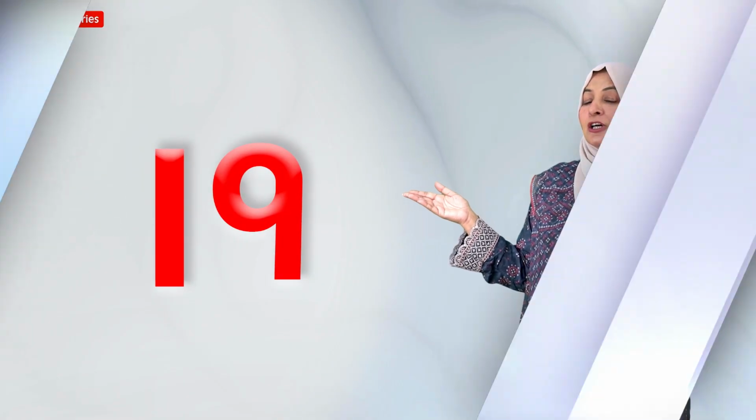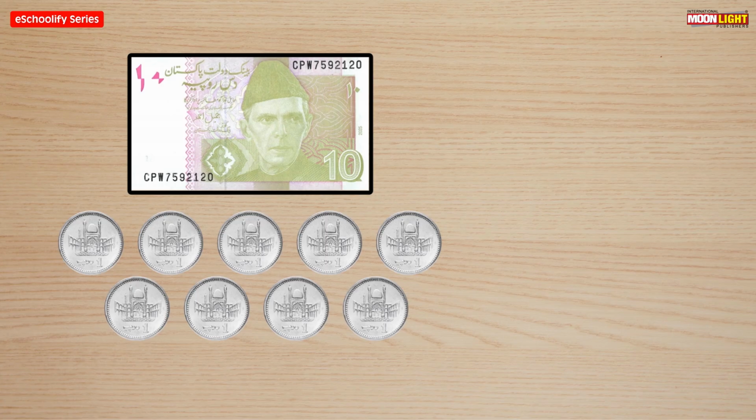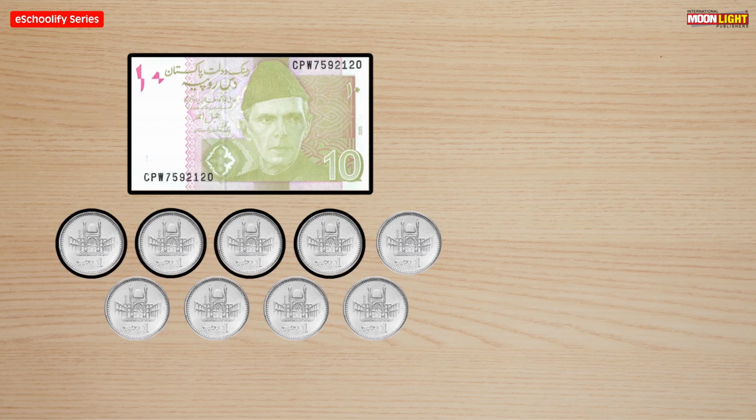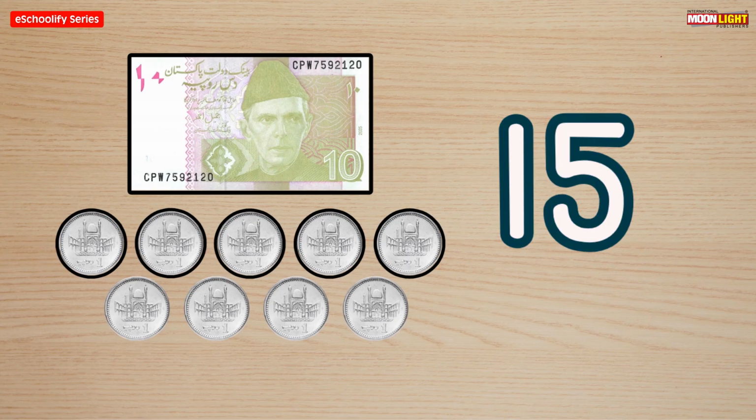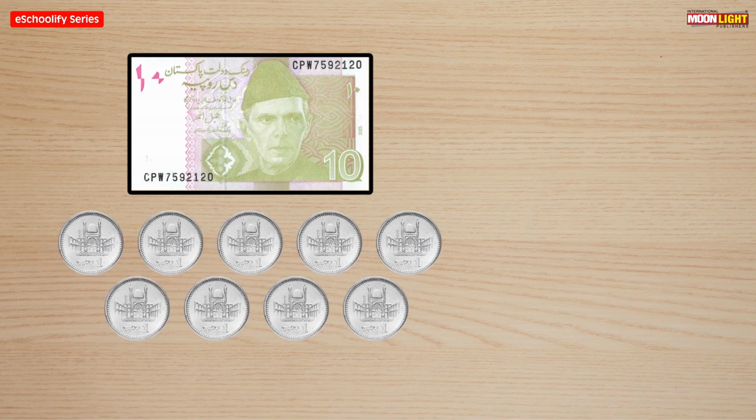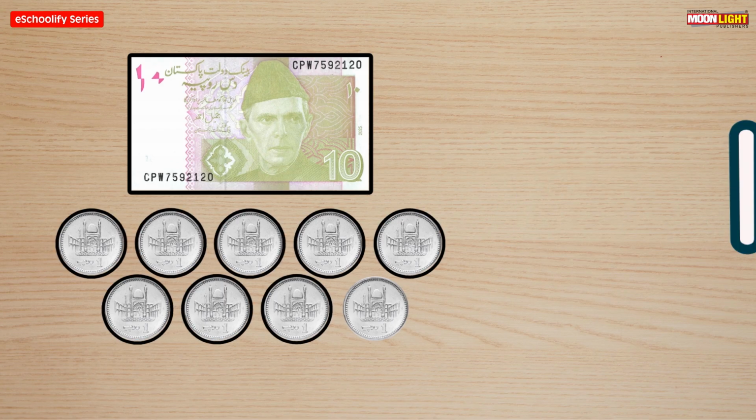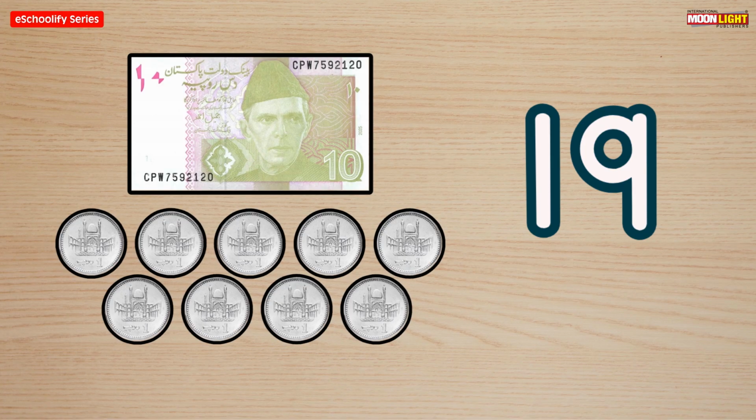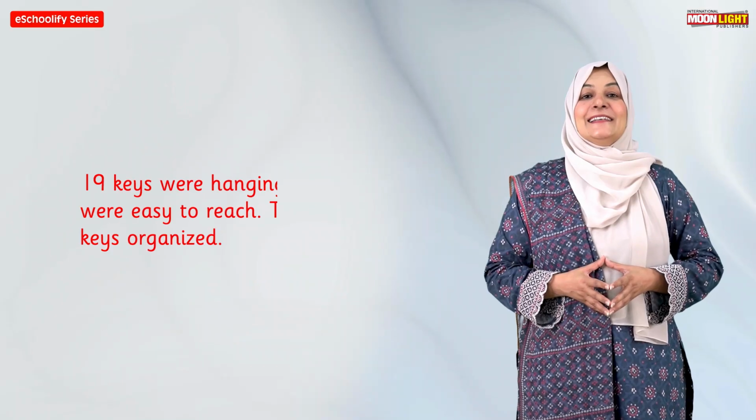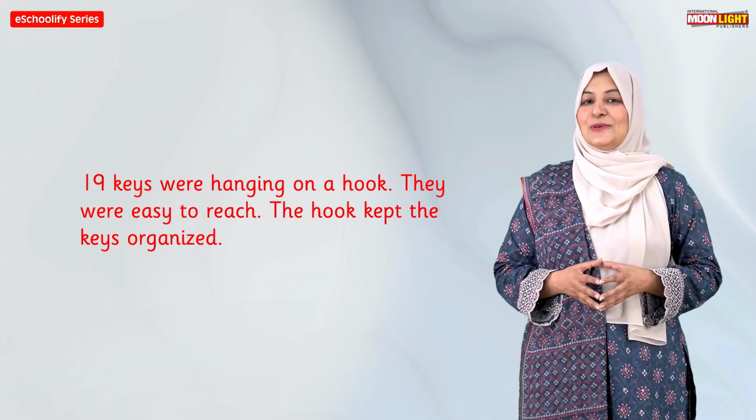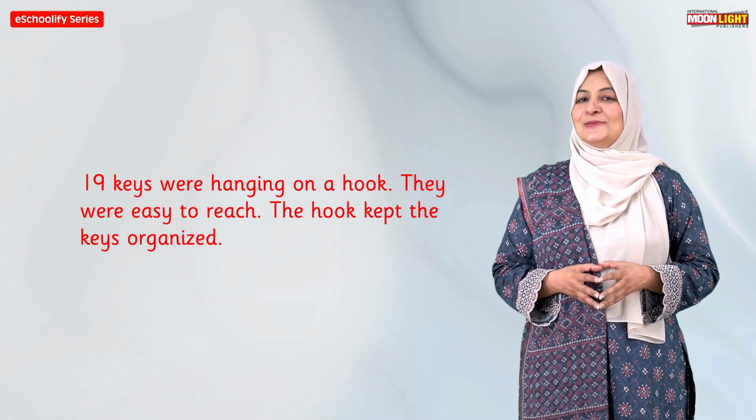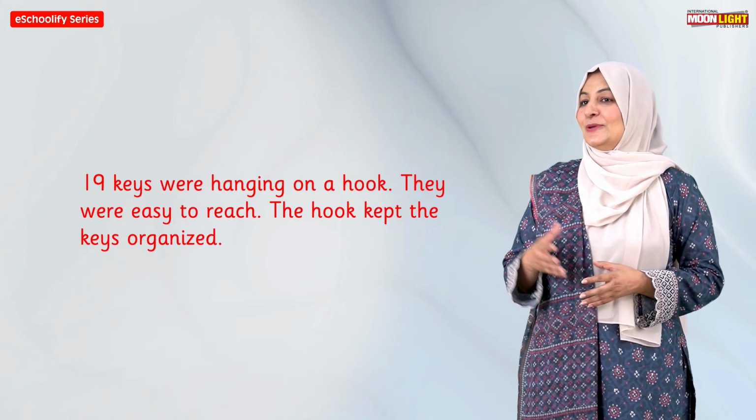Yes, you are right. Look over here. Here's a 10 rupee note and 9 coins. Let's count with me. 10 and 1, 11. 10 and 2, 12. 10 and 3, 13. 10 and 4, 14. 10 and 5, 15. 10 and 6, 16. 10 and 7, 17. 10 and 8, 18. 10 and 9, 19. Like this. It's story time. After the story, I will tell you how to write number 19. So look over here.